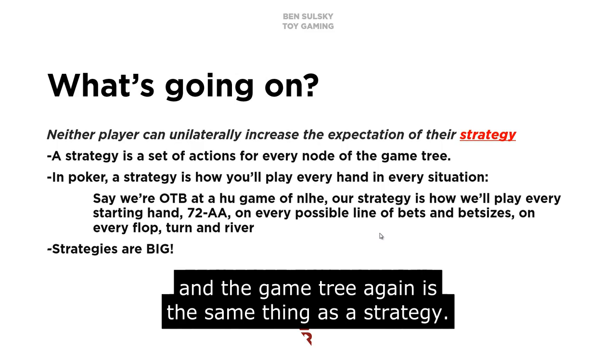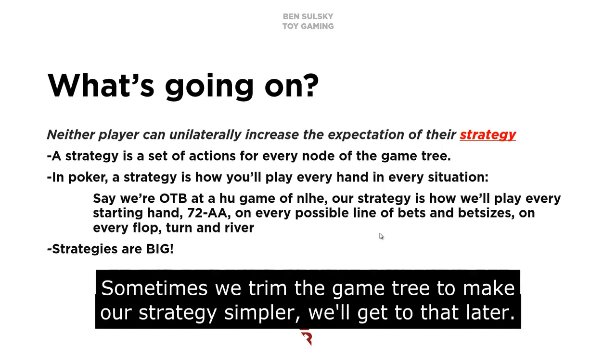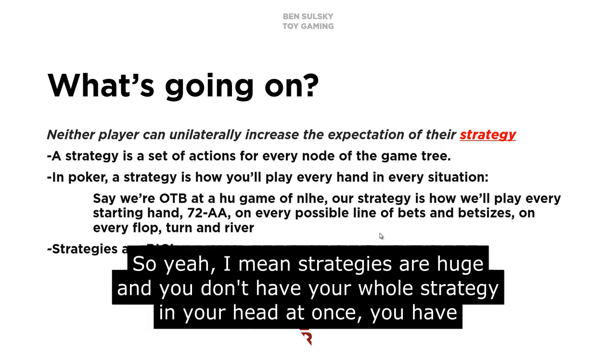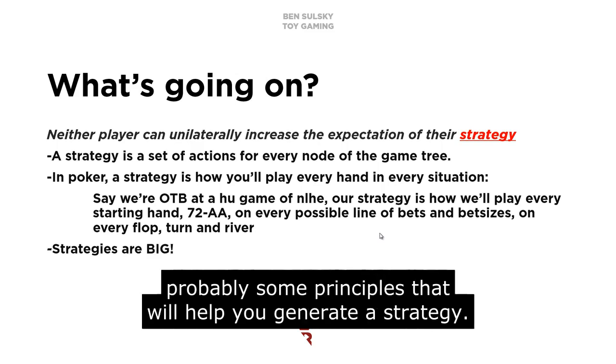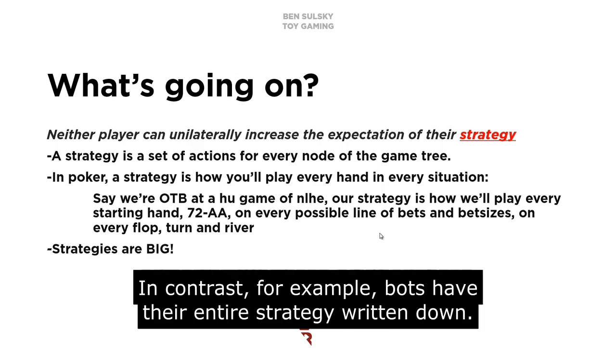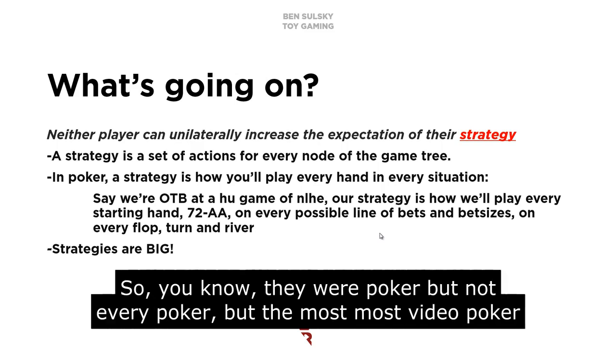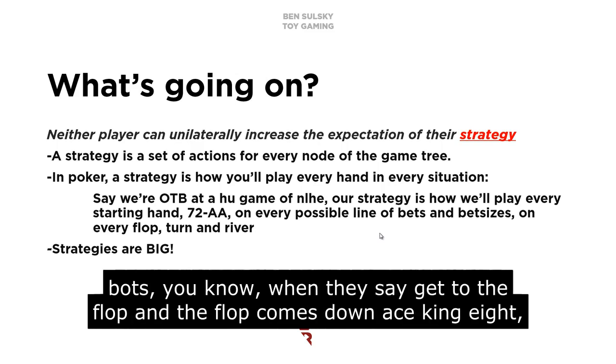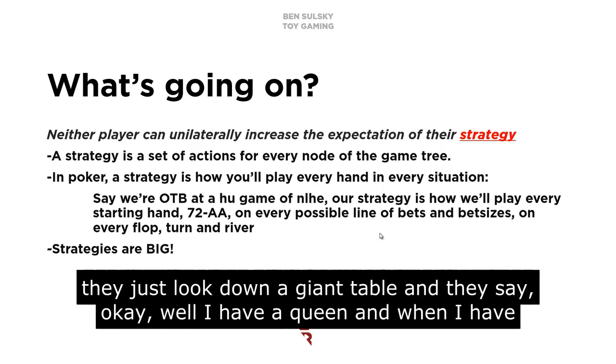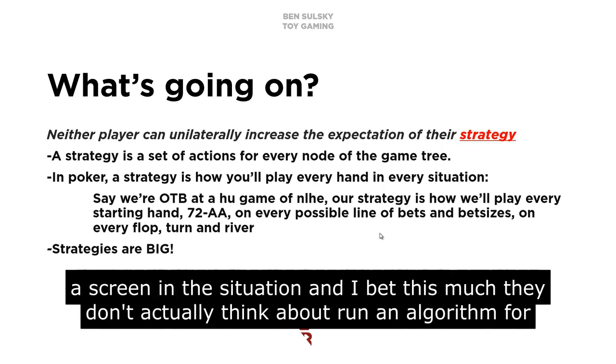And the game tree, again, is the same thing as a strategy. So it's just everything you do with every hand. Sometimes we trim the game tree to make our strategy simpler. We'll get to that later. So yeah, strategies are huge, and you don't have your whole strategy in your head at once. You have probably some principles that will help you generate a strategy. In contrast, bots have their entire strategy written down. So, say we're a poker bot, and not every poker bot, but most. Most GTO poker bots, when they get to the flop and the flop comes down ace king 8, just look down a giant table and say, okay, well, I have ace queen, and when I have ace queen in this situation, I bet this much.